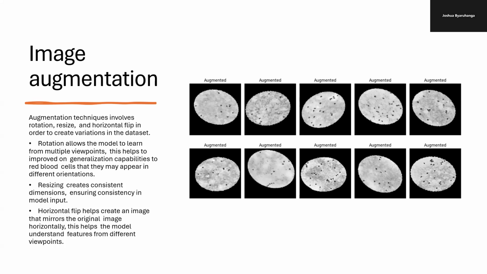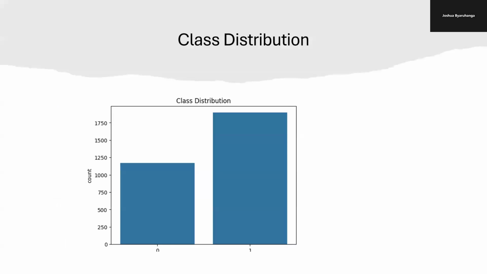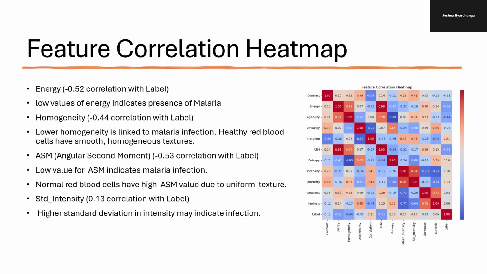Resizing also creates consistent dimensions, thereby ensuring consistency in the model input. Horizontal flips help to create an image that mirrors the original image horizontally. This helps the model to understand features from different viewpoints. For the class distribution, 1 represents the affected images, then 0 represents the uninfected images.